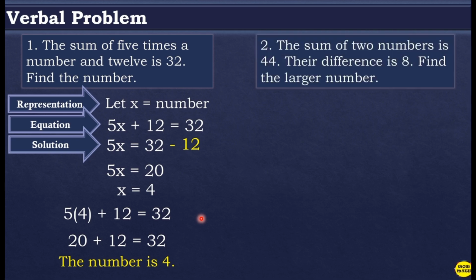Next example, we have the sum of two numbers is 44. The difference is 8. Find the larger number. Now, in this problem, we are going to look for two numbers. We are going to identify, or we are going to solve for the two numbers.